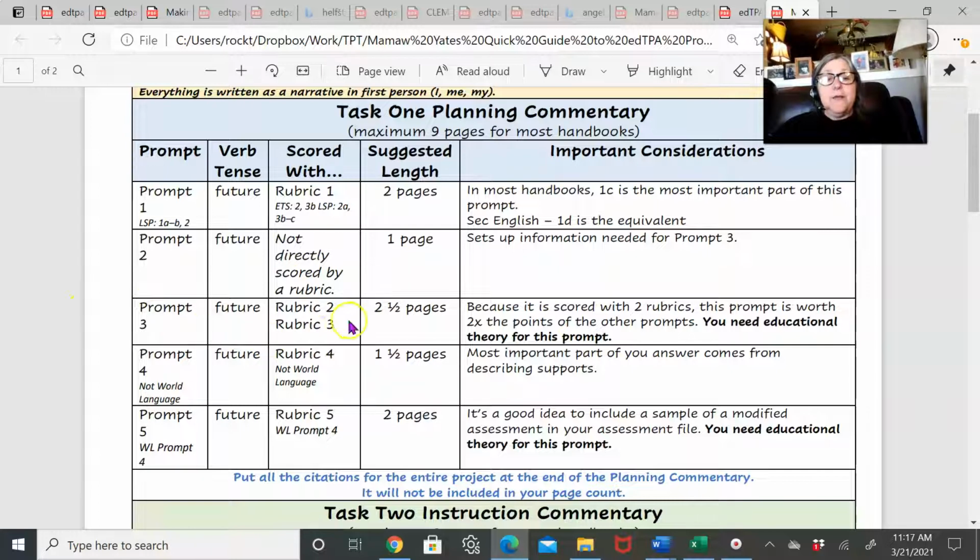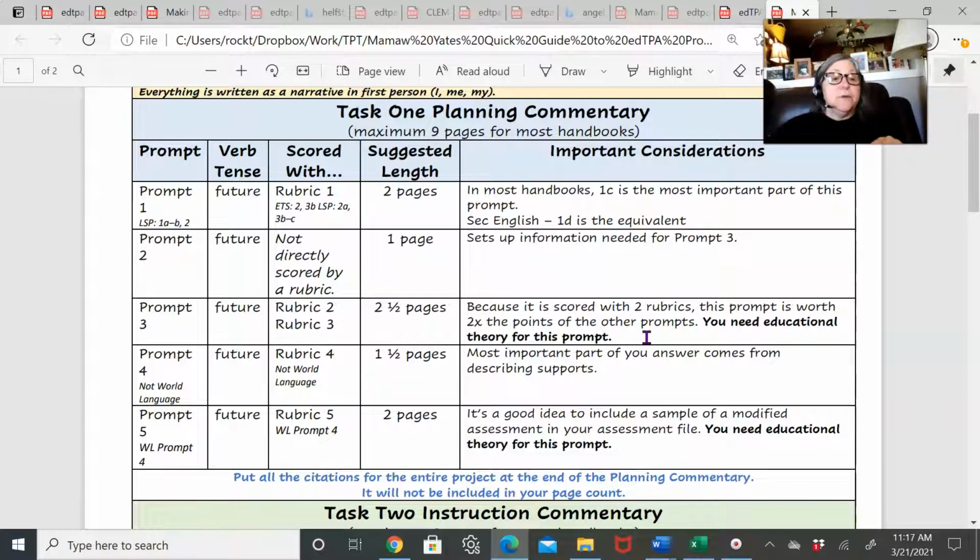So it's prompt 3 that becomes really important, because if you think about prompt 3 being scored by both rubric 2 and 3, that means prompt 3 by itself is worth 10 points. Each rubric is 5 points. So you want to put a lot of emphasis on rubric 2 and 3, prompt 3, because it's scored with 2 rubrics. You need educational theory for this prompt. I do have a resource for that in my TPT store.